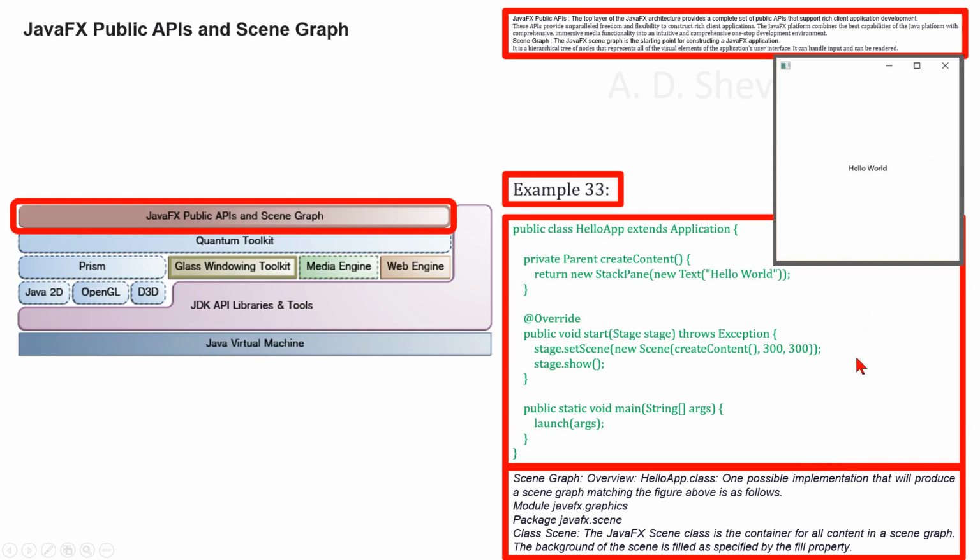The important notes: a node can have a maximum of one parent. A node that is attached to the currently visible scene graph can only be modified from the JavaFX application thread.